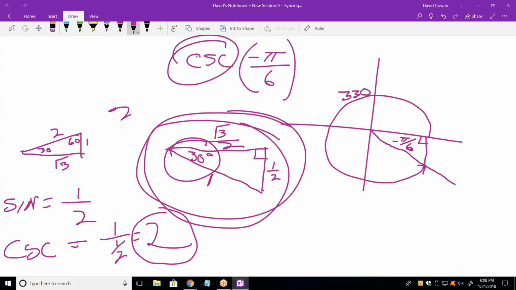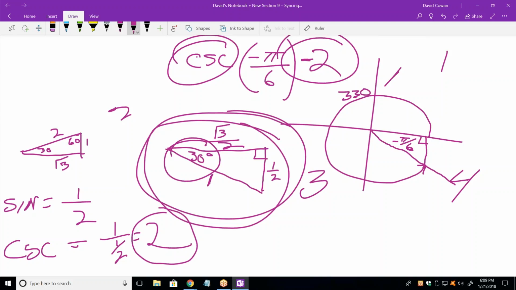Now let's place it in the proper quadrant and put the proper plus or minus sign on it. What quadrant's this in? Fourth. What is the plus or minus sign on cosecant in the fourth quadrant? It's negative. Okay, so -2. And that's the process I use on every one of these problems: figure out the absolute value first, and then figure out the sign.